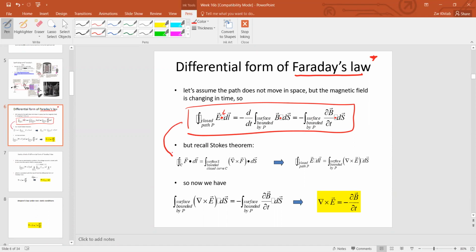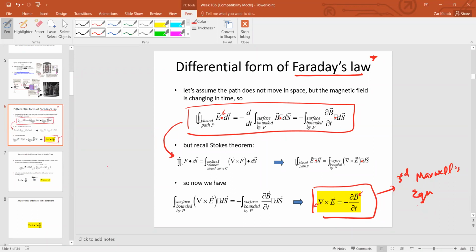If you apply Stokes theorem on this Faraday's law and you do some manipulation, you are going to get this particular equation. And this is now the third Maxwell's equation. It simply tells you that if the magnetic field is changing in time, if this thing is not zero, the electric field will change itself in space.